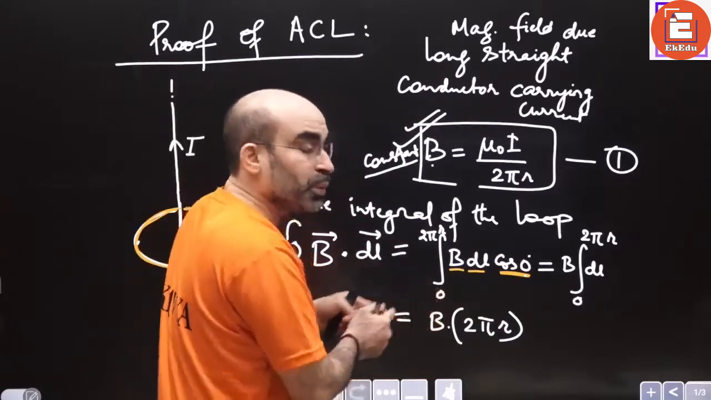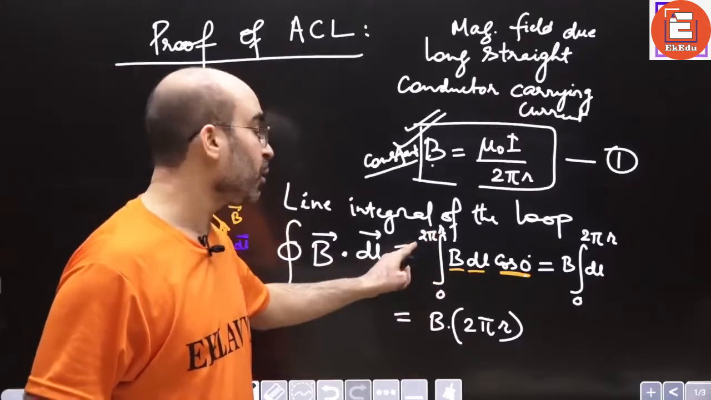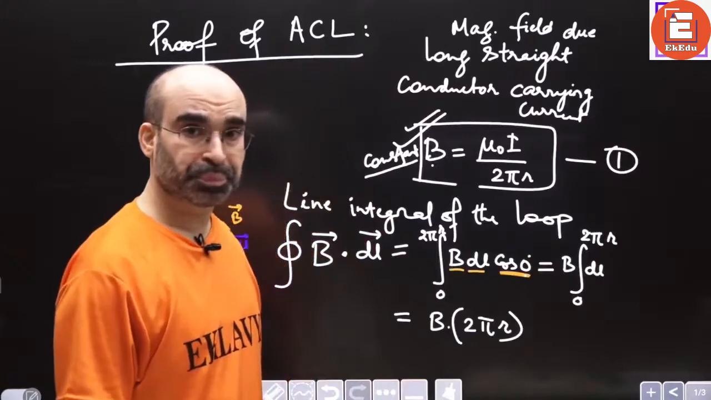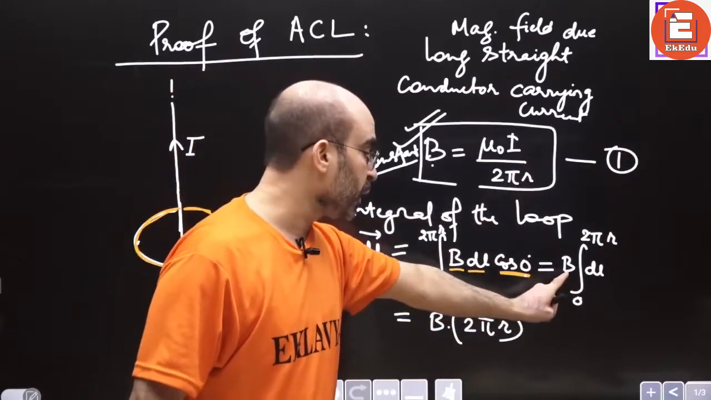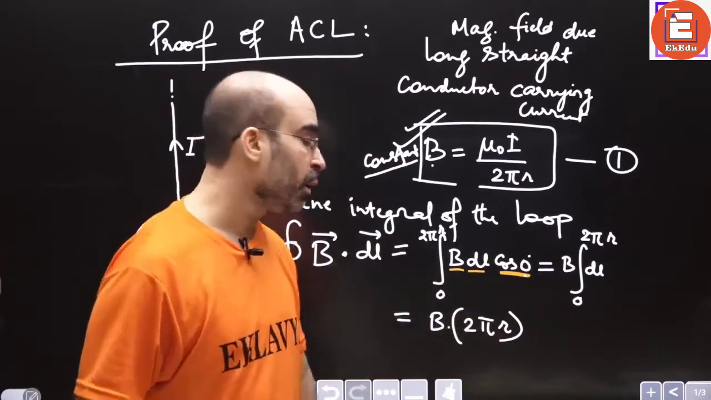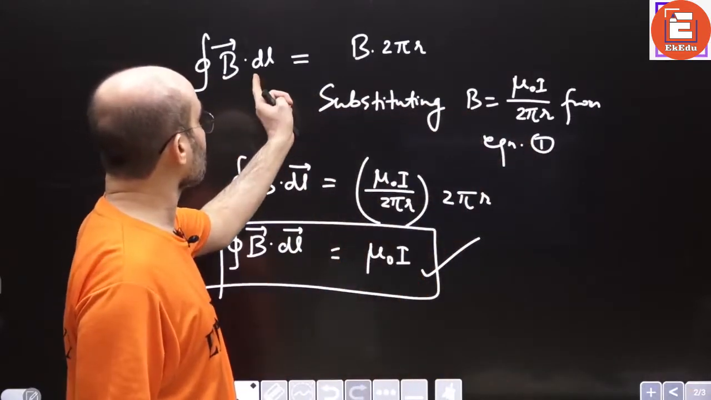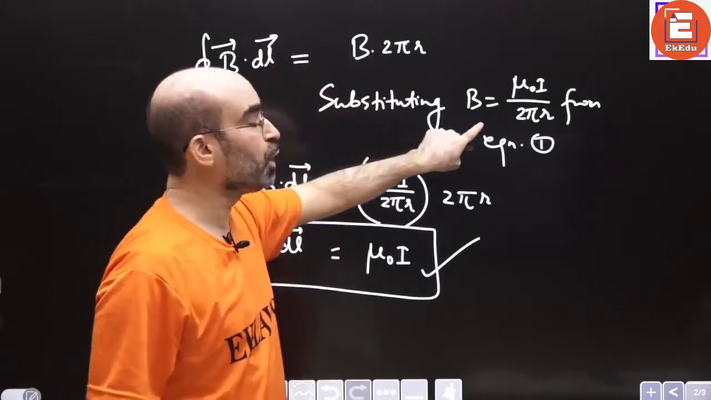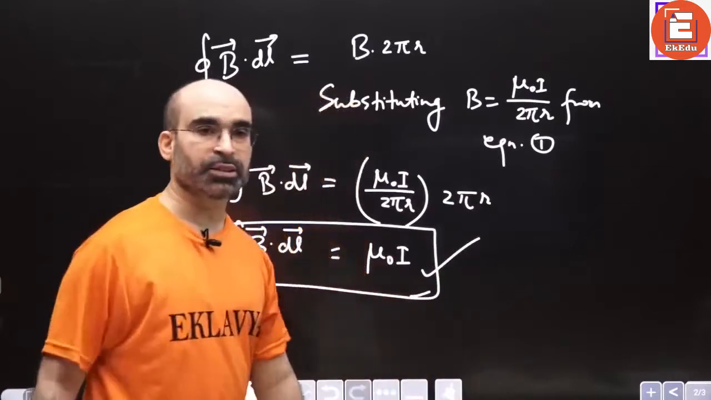And what would be the limit for the entire loop? For the entire loop, limits will be from 0 to 2 pi r, the perimeter. Now B is constant, as we have understood, and we have taken it out of the integral. So finally it is coming out to be B into 2 pi r. Further, B dot dl equals B into 2 pi r. Substituting the value of B, we will get this result. Hence it is proved.